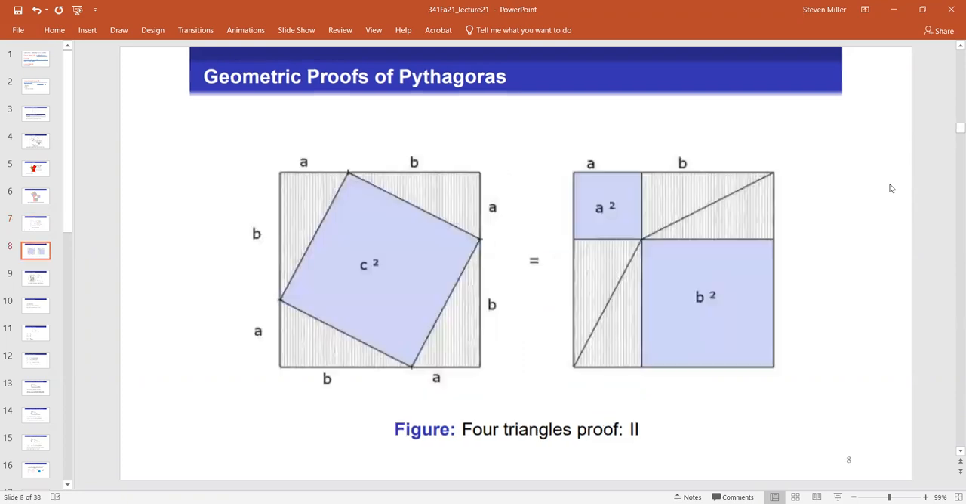So that's one proof. Here is another way of doing the proof, by moving things around, with my four triangles and rearranging them. I'm left with squares of sides A and B. And this is another way of saying C squared equals A squared plus B squared.